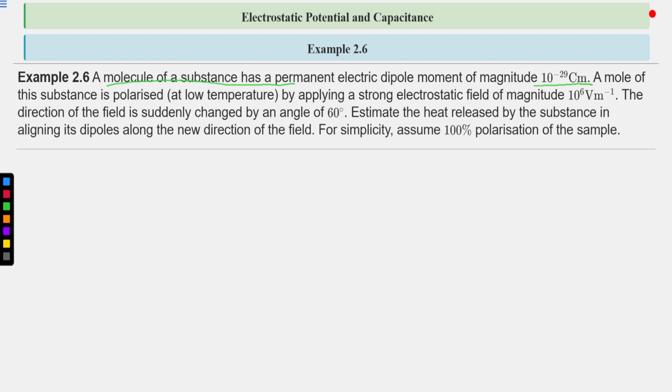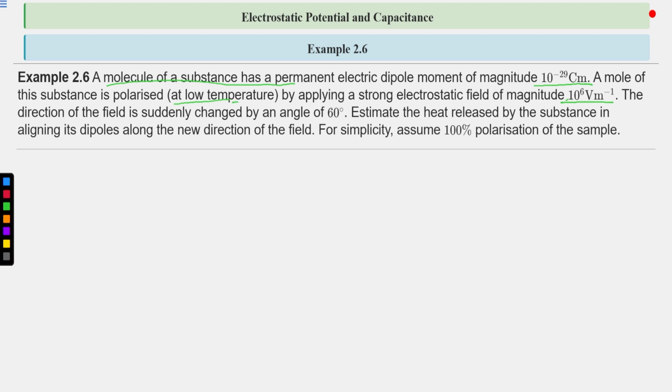A mole of this substance is polarized at low temperatures by applying a strong electrostatic field of magnitude 10 raised to power 6 volt per meter. So 1 mole of this substance is taken and is polarized. What is polarization? Alignment of all the permanent electric dipoles in the direction of the electrostatic field.